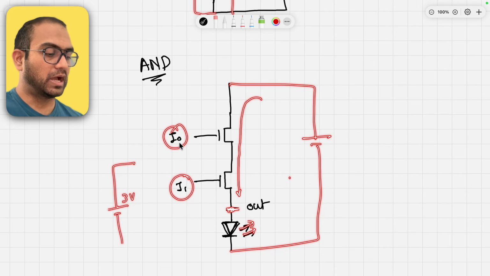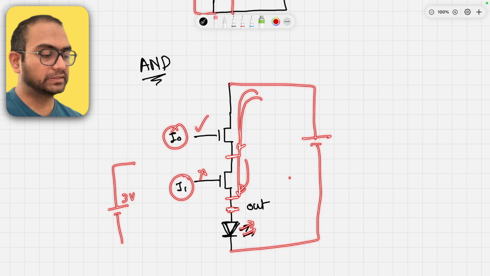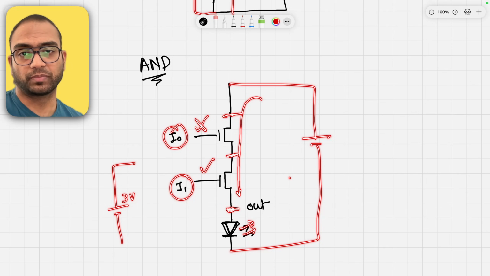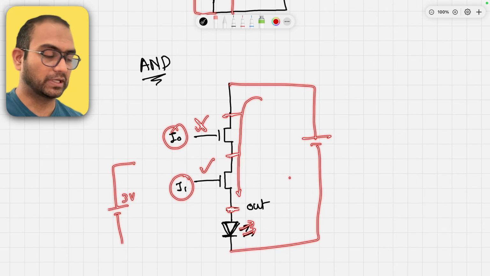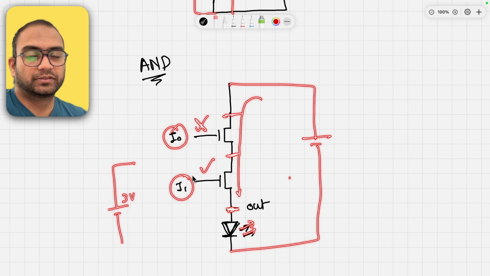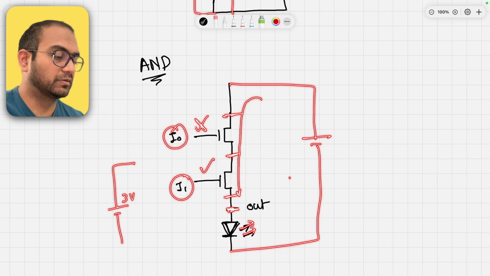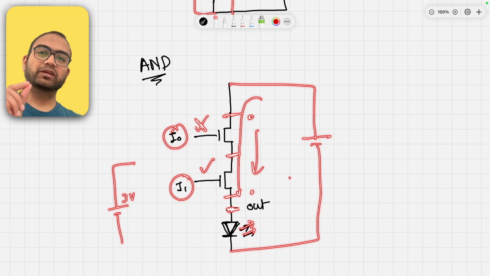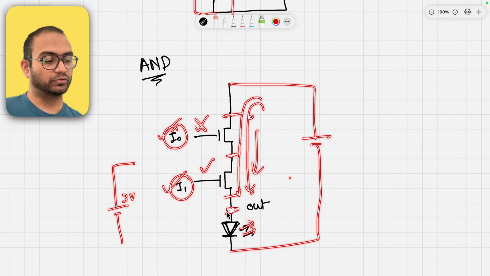so either this is active and this is not active, then there is no path from here to here. Otherwise, if this is not active and this is active, then there is no path from here to here, and hence no path to the LED for the current to flow. And if both of them are inactive, then there is no path from here to here. So in only that one case where both the inputs are available, will this output be available and the LED will light up.